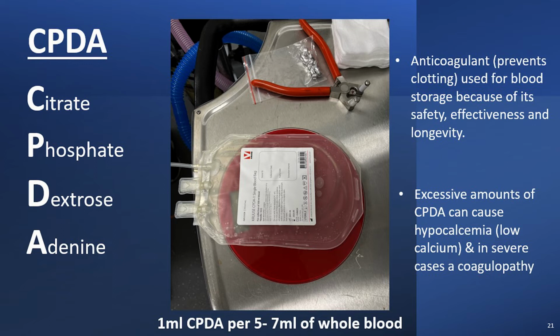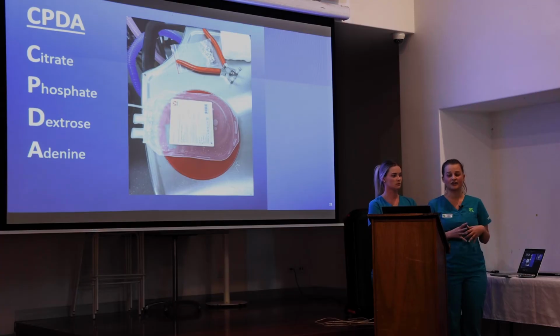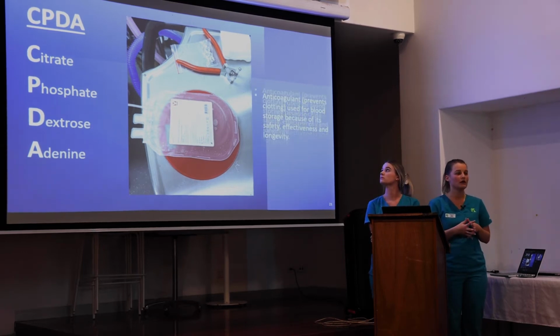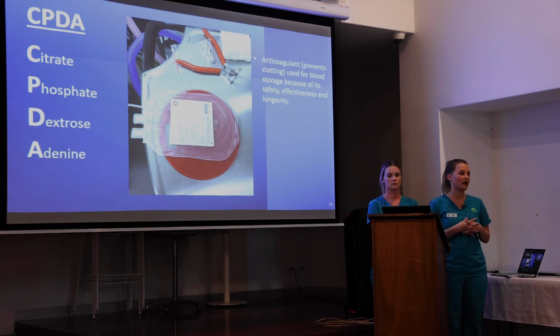Although there are many anticoagulant products that could be used, citrate is preferred for blood storage because of its safety, effectiveness, and longevity. So the ratio of CPDA is 1 ml of CPDA to 5 to 7 mils of whole blood. The consequence of having too high a CPDA ratio is it can cause hypocalcemia, so low calcium, in your patient, and in severe cases it can actually cause a coagulopathy. So it can prevent them from clotting their own blood.